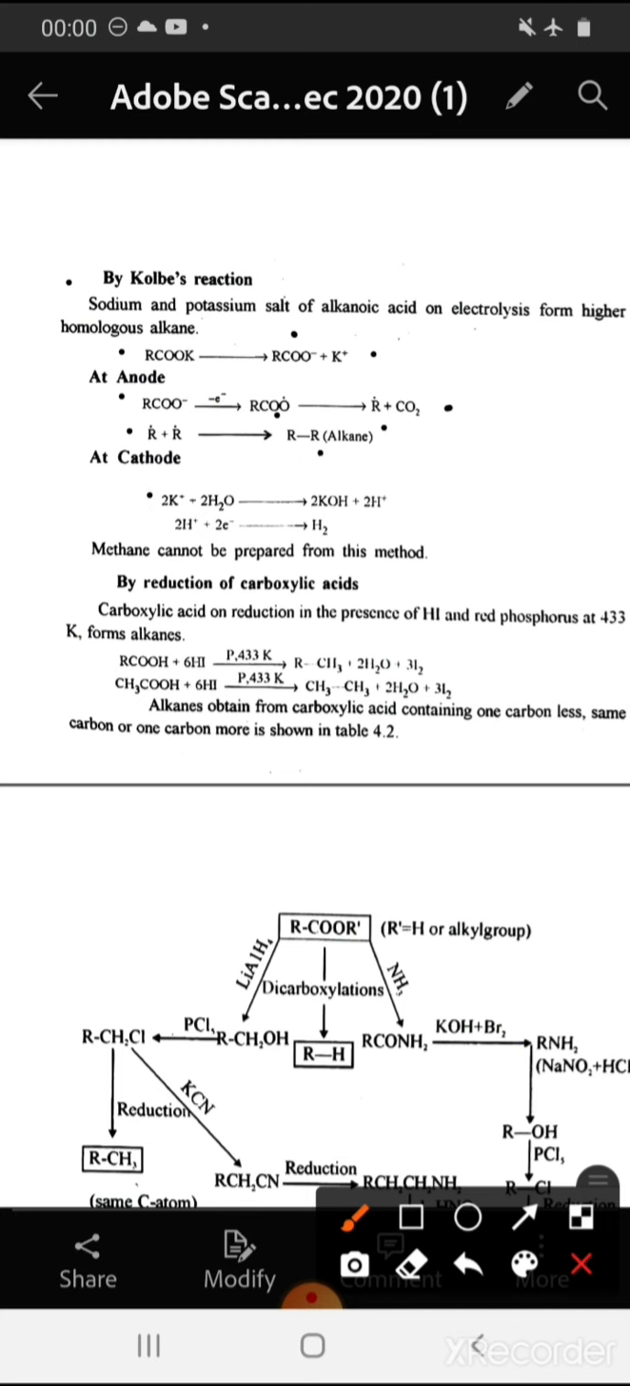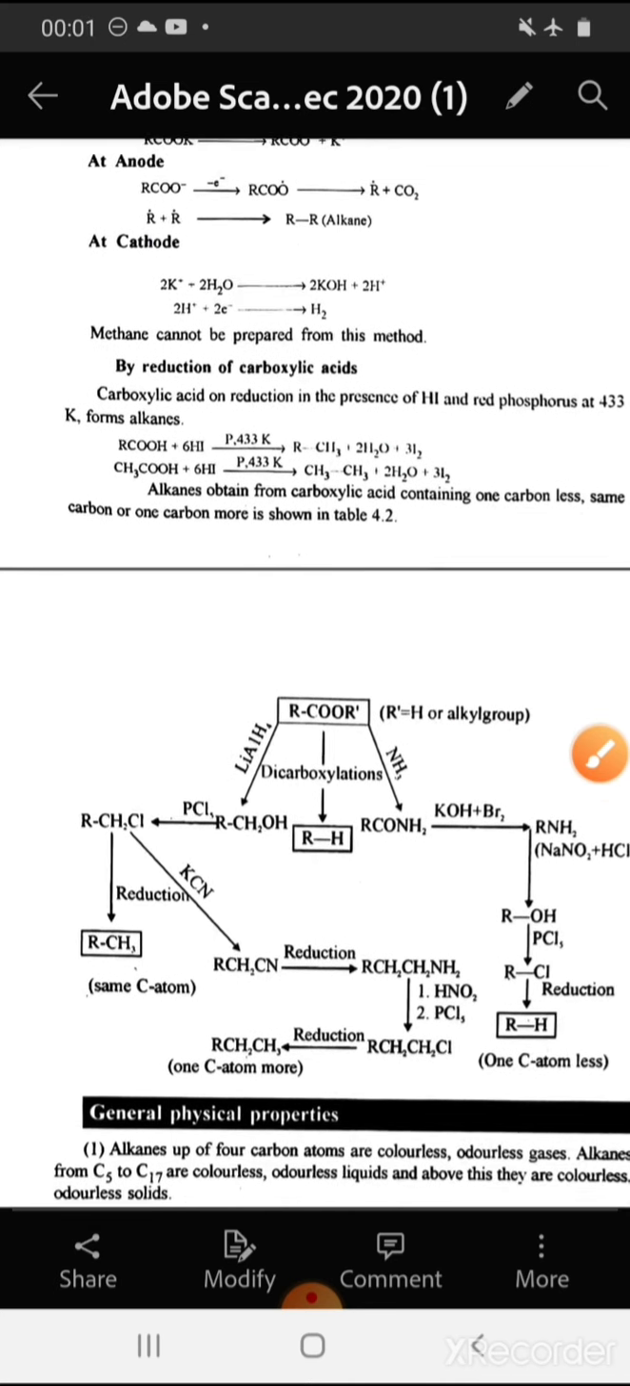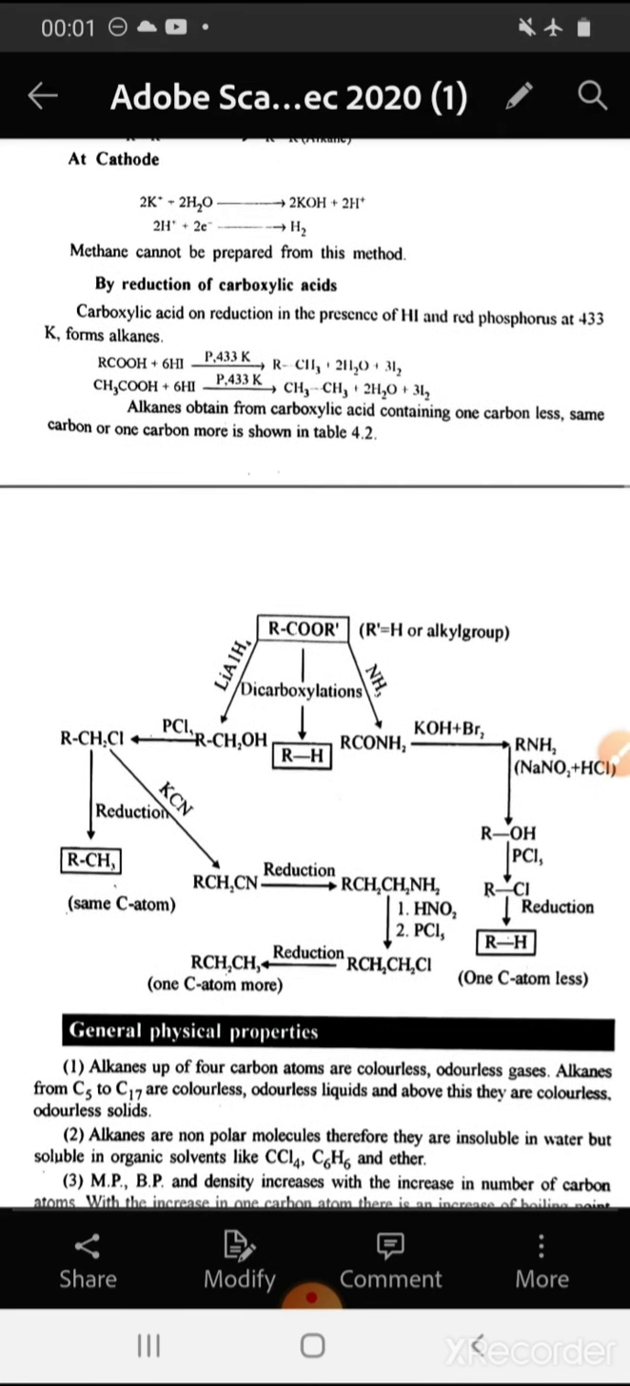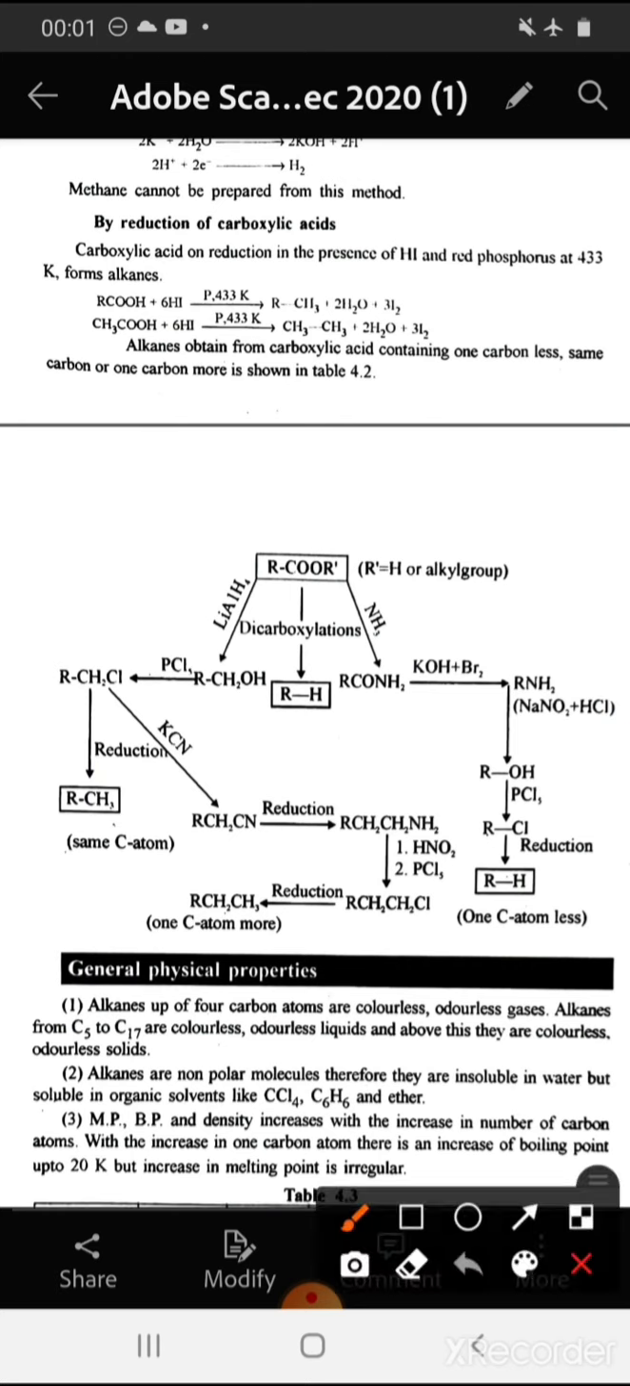At cathode, two potassium ions react with two molecules of water to give two KOH and two hydrogen ions. These two hydrogen ions, after accepting two electrons, convert to hydrogen molecule. Methane cannot be prepared from this method as the lowest member of the alkane series to be prepared by this method is ethane.